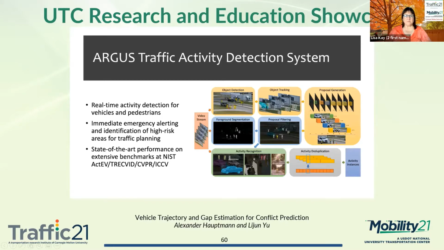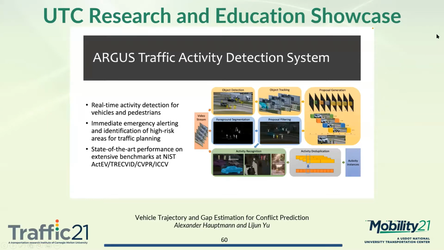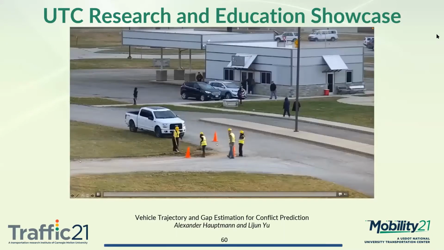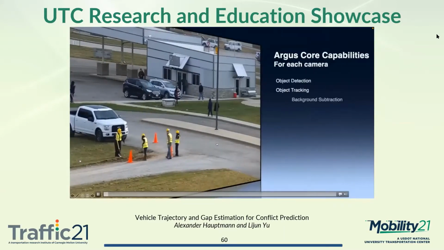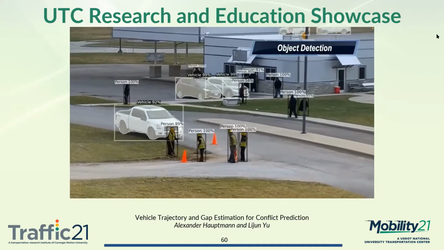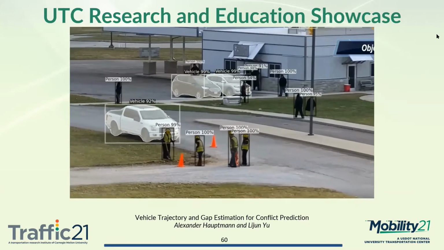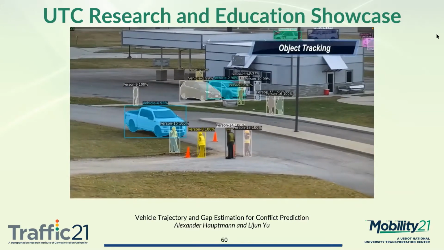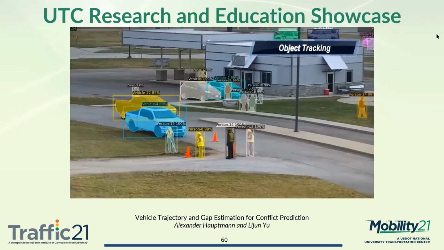The figure on the right shows the overall architecture of Argus, which starts with object detection and tracking to generate activity proposals and filter them based on foreground segmentation. Activity recognition labels these proposals, followed by a deduplication process to output the final instances. This will be covered in the following video. For each camera, the Argus system does object detection, tracking, background subtraction, proposal generation, and activity recognition. Object detection locates object types of interest in each image, and the tracking associates them across frames.